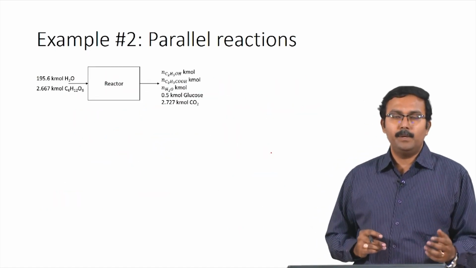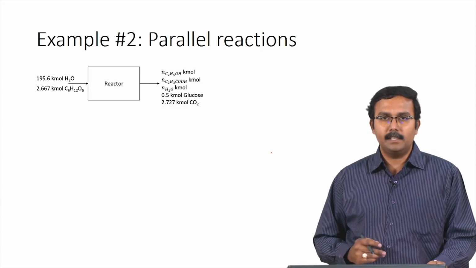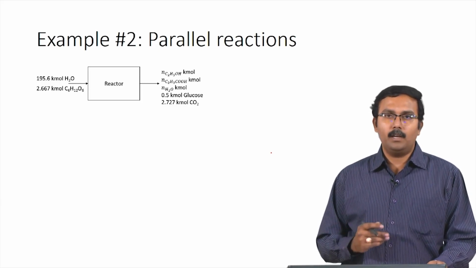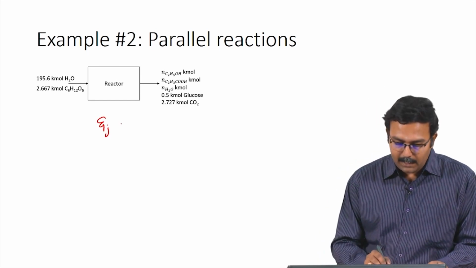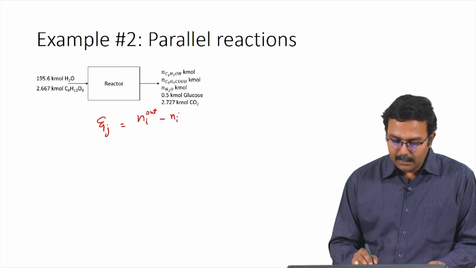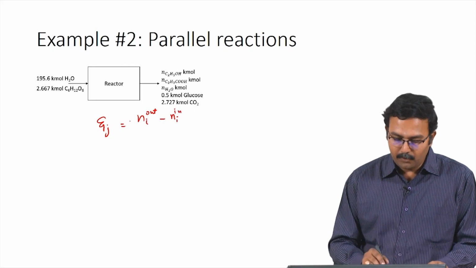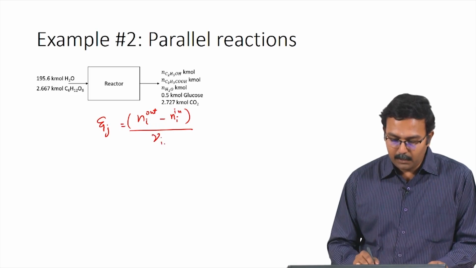As I mentioned when we started this lecture, we are going to use a technique called the extent of reaction technique. We have already defined what an extent of reaction is. Extent of reaction for a reaction J is given as N_i out minus N_i in, so it could either be out or final and in or initial, divided by the stoichiometric coefficient of that particular reactant in the reaction J.